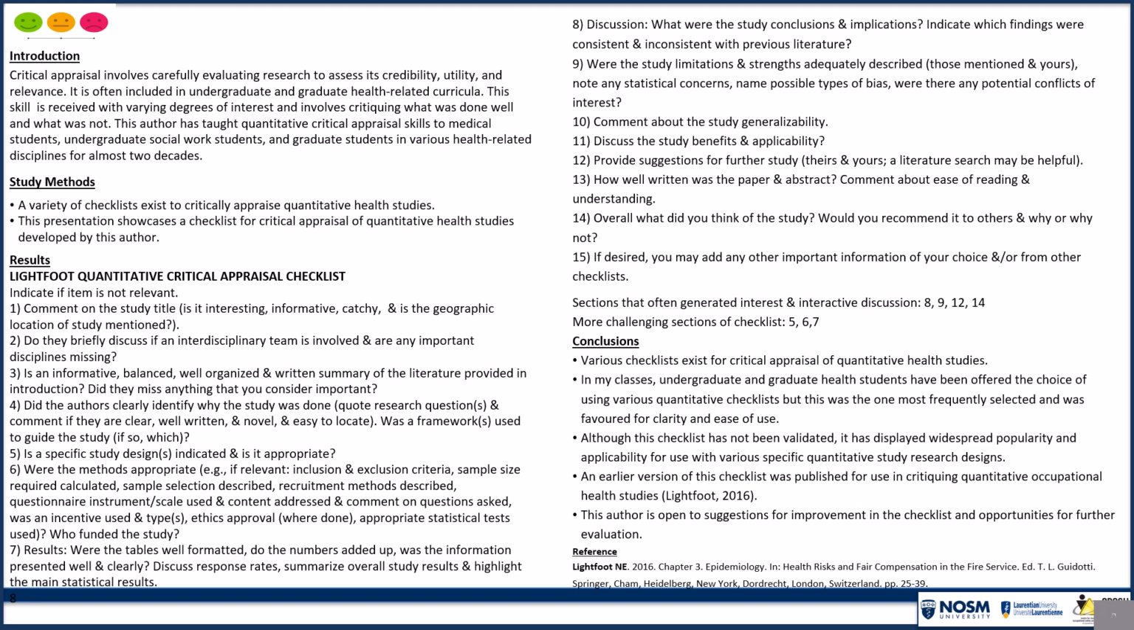Comment about ease of reading and understanding. Overall, what did you think of the study? Would you recommend it to others and why or why not? If desired, you may add other important information.